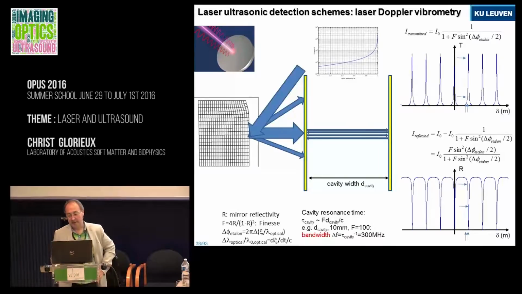You can put a detector here, but of course what is not transmitted is reflected, and you have similar sensitivity on the reflected side, depending on what is more convenient for your application. Indeed, most commercial ones are confocal because of this advantage. I took an example here of the bandwidth: like 300 megahertz for a Fabry-Perot of 10 millimeters, with a finesse of roughly 100.